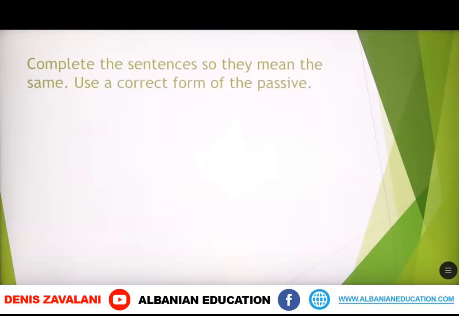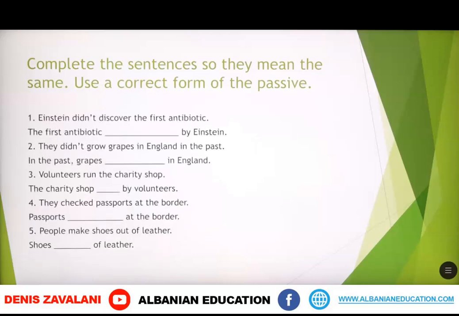Complete the sentences so they mean the same. Use a correct form of the passive. So we've got some sentences here with certain gaps that you have to fill by using the passive voice, as we've learned during this chapter. Einstein didn't discover the first antibiotic. The first antibiotic, you've got a gap here, and then by Einstein. How would you use the passive in this case?